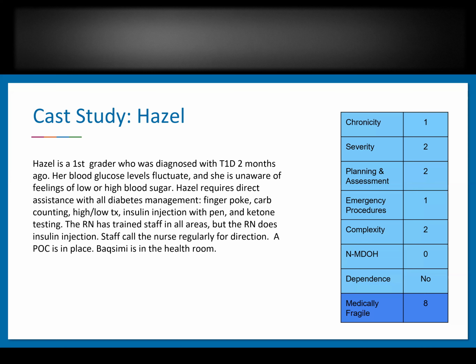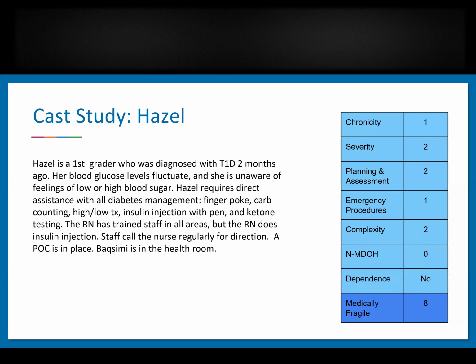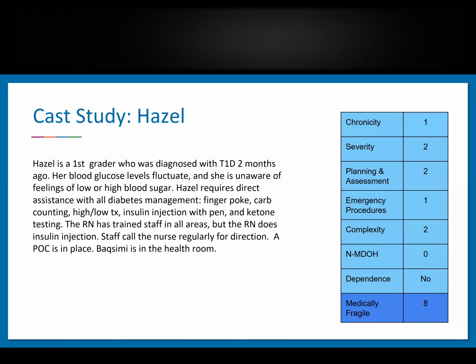The staff call the nurse regularly for direction. A plan of care is in place. Glucagon is in the health room. The score for chronicity is 1. There is only one condition being managed by the nurse. Severity is a 2. The student is at daily risk for a life-threatening event.